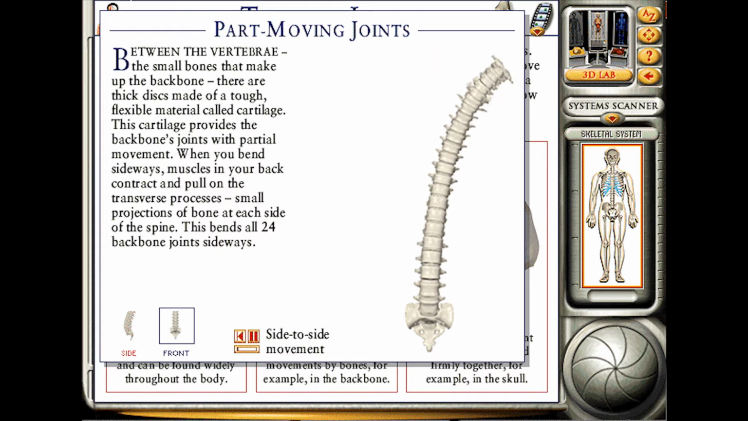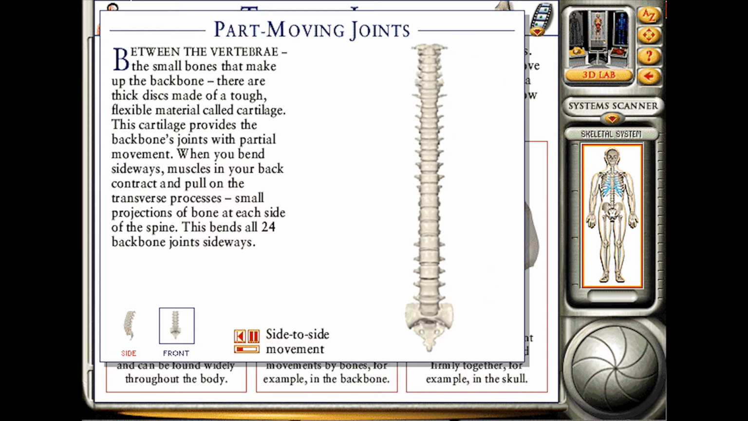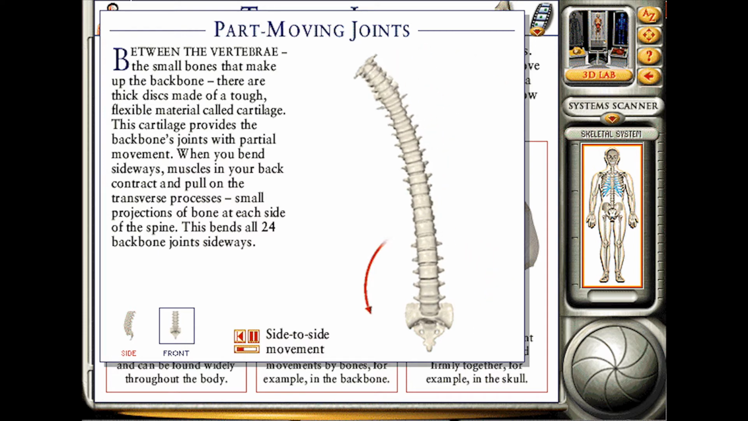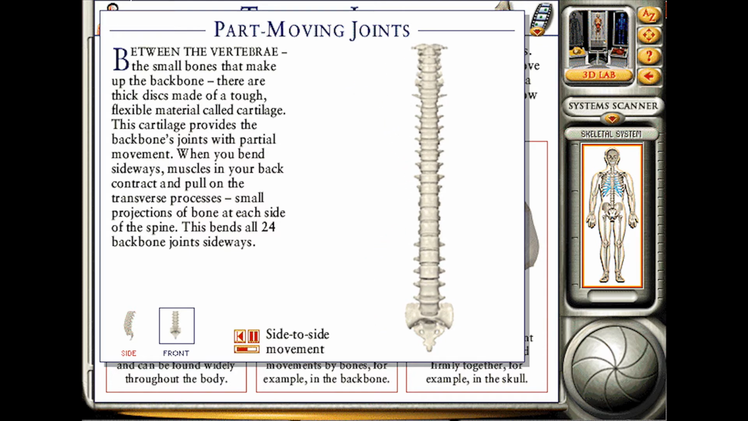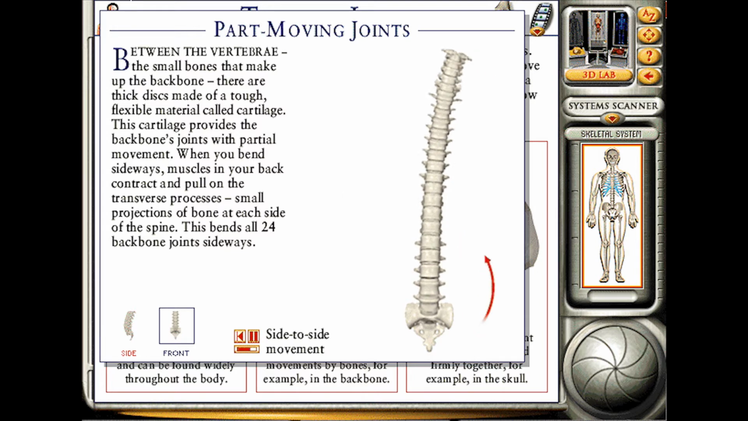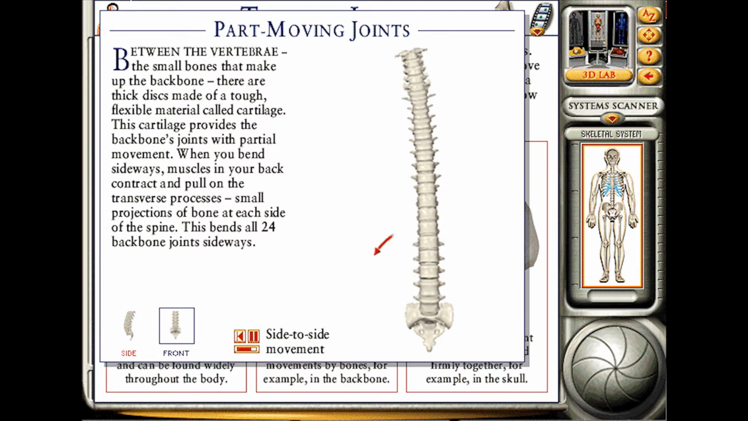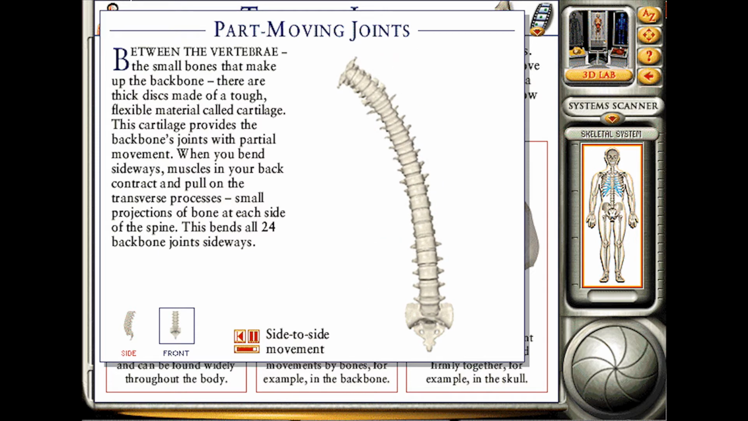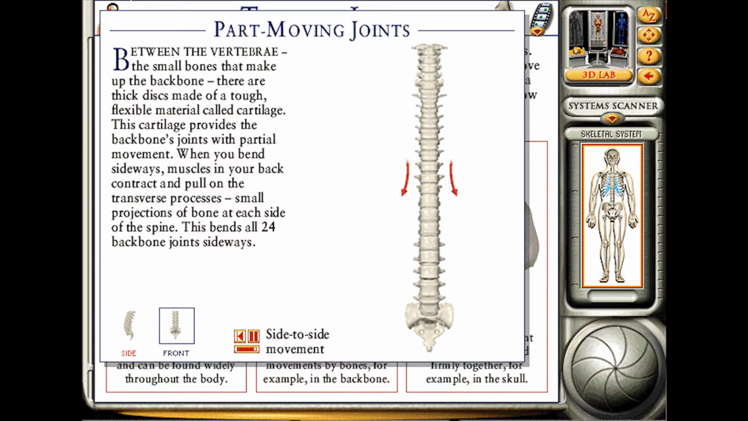As you bend over to the right, your muscles pull on the small pieces of bone that stick out from the right side of each vertebra. As you bend to the left, the bone pieces on the left are pulled. During both movements, each disc of cartilage in the backbone's joints is squashed, allowing the sideways movement. When you stand up straight, your muscles are pulling equally on both sides of the vertebrae.